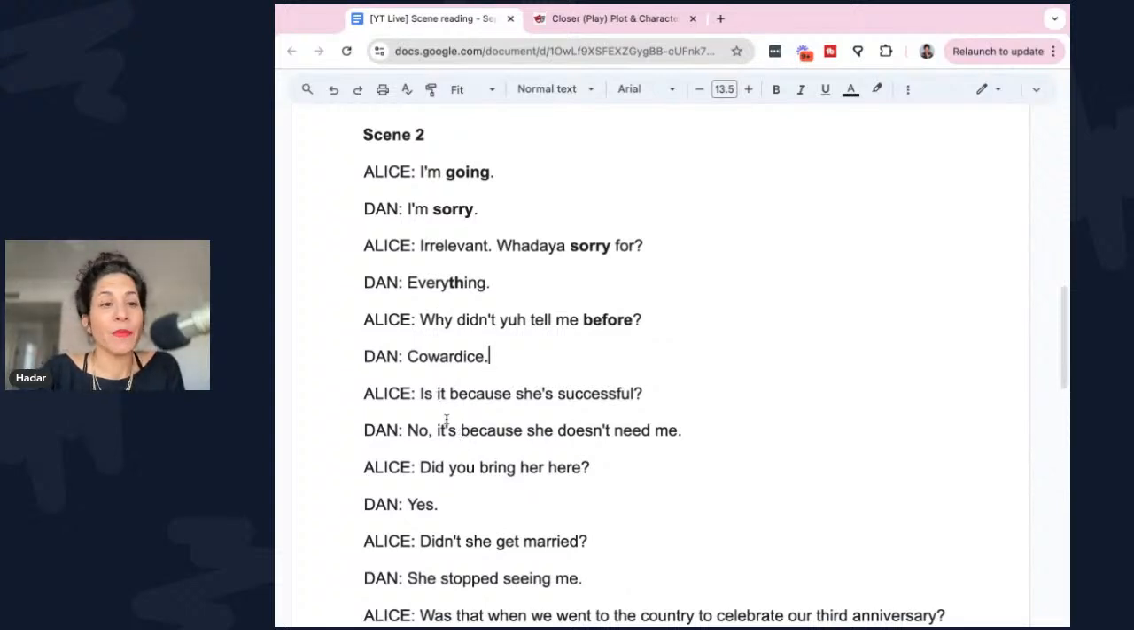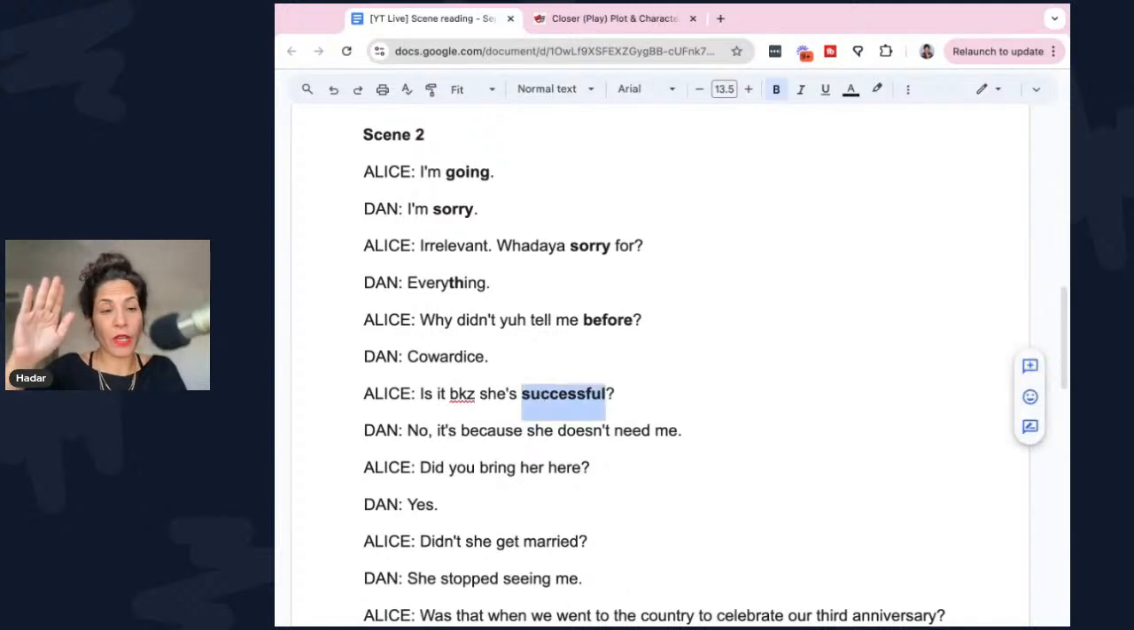And then she asks, is it because she's successful? Because you can reduce it. Is it because she's successful? Yes, no question. Going up in pitch. Try it with me. Is it because she's successful?